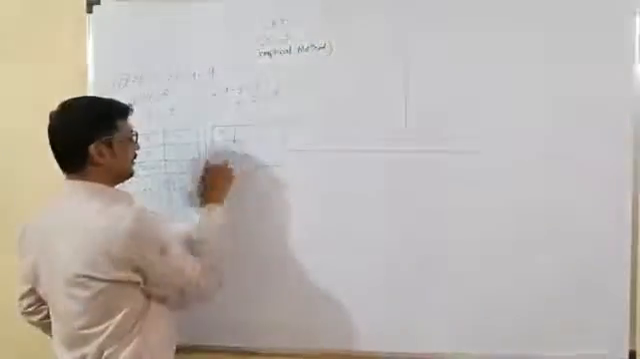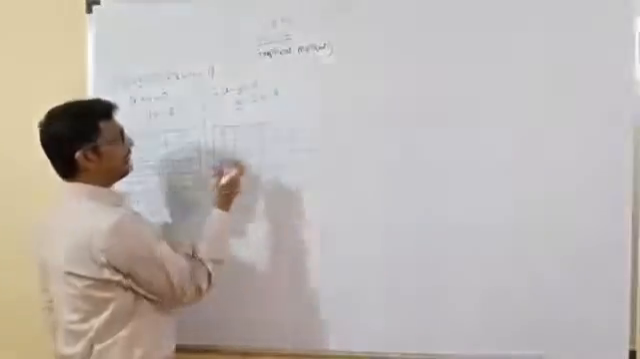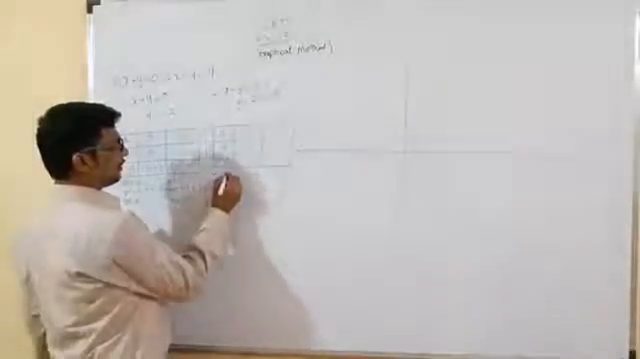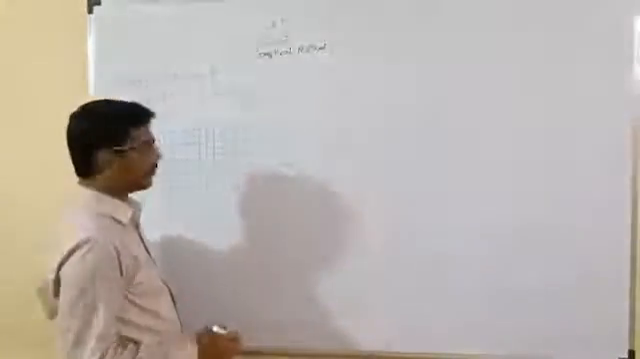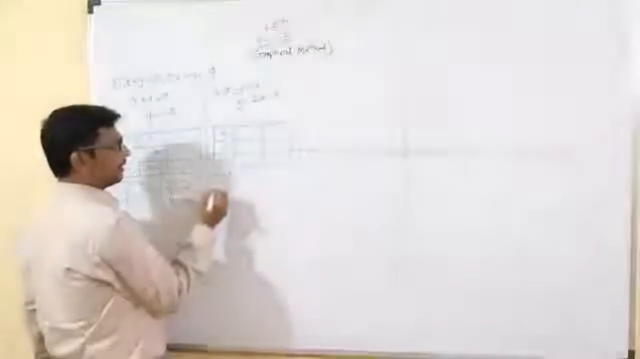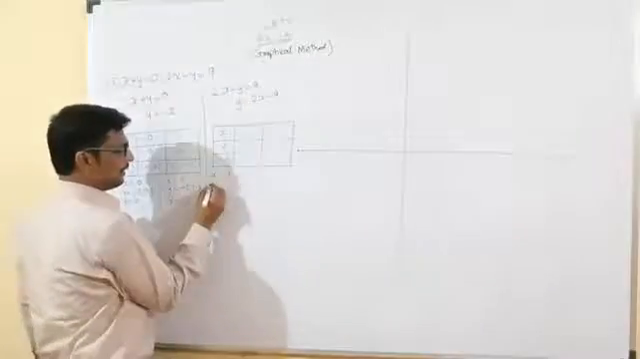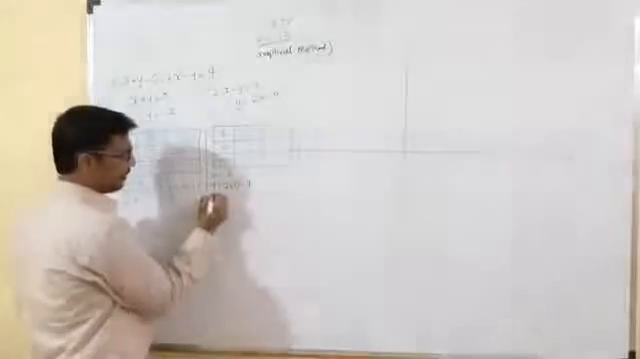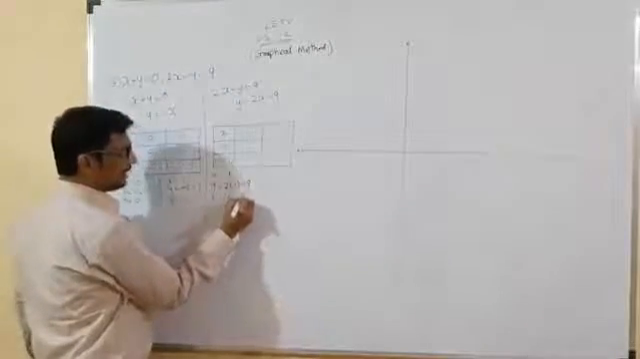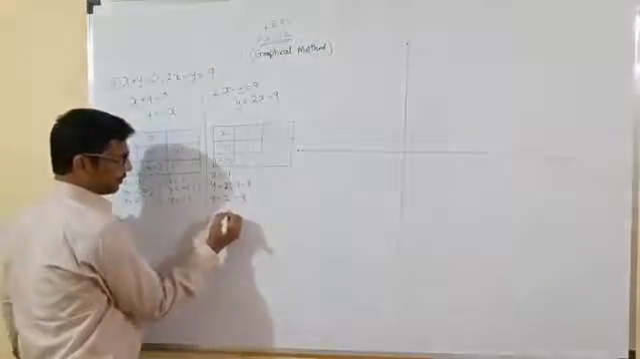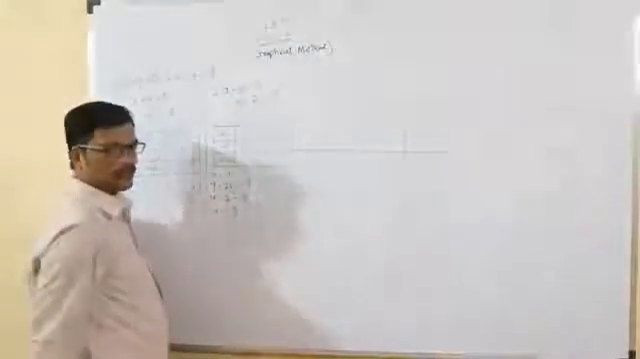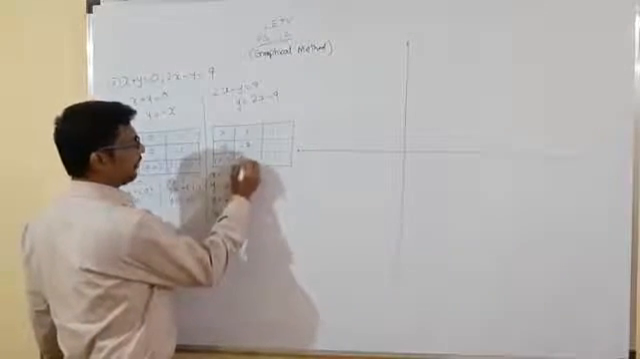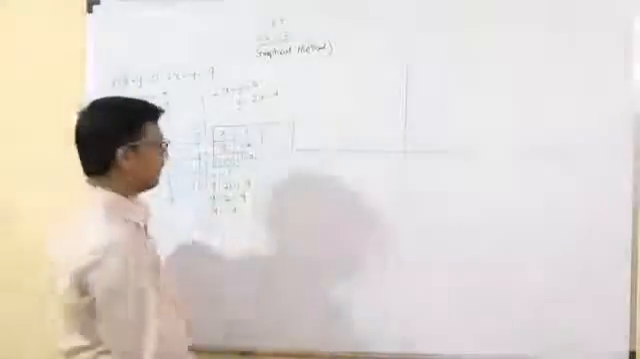Now here I can assume anything. Let x be equal to 1. When my x is 1, what will happen to y? y is equal to 2 into x minus 9, so y is equal to 2 minus 9. So y is equal to minus 7. When my x is 1, y will be minus 7. My required point is 1 comma minus 7.